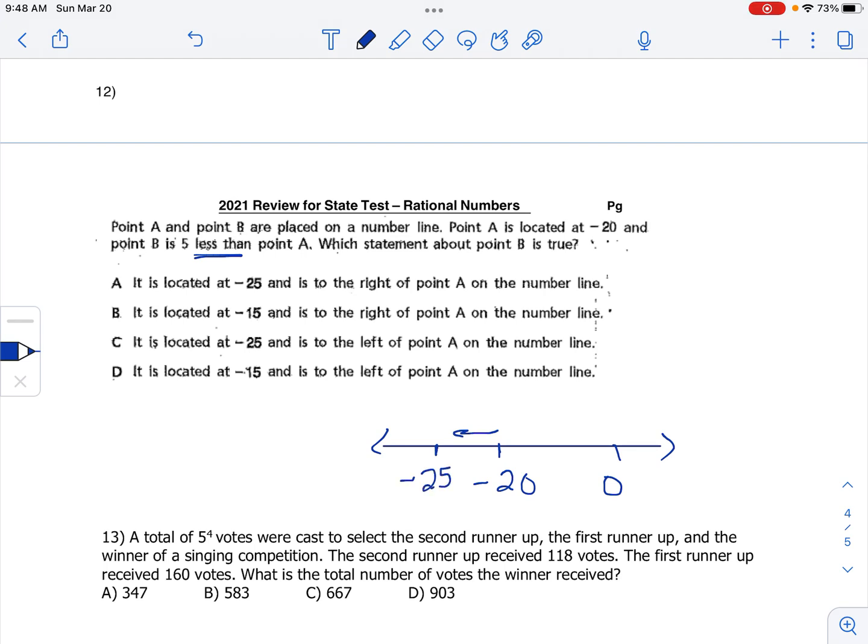So which of these statements is true? Point B is located at negative 25, so automatically B and D are out. And it is to the left of point A, so it's choice C.